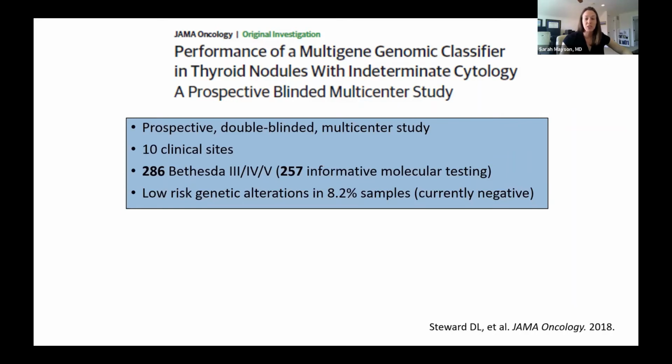And 8.2% of nodules in this cohort had GC scores of 1, which means that they harbored low-risk genetic alterations that alone are thought to be very low risk for the development of a malignant lesion. And commercially, these are reported as currently negative, and in this study were considered negative results.